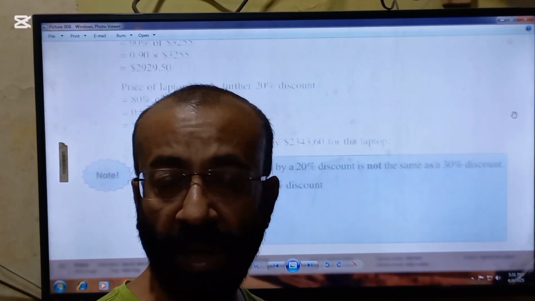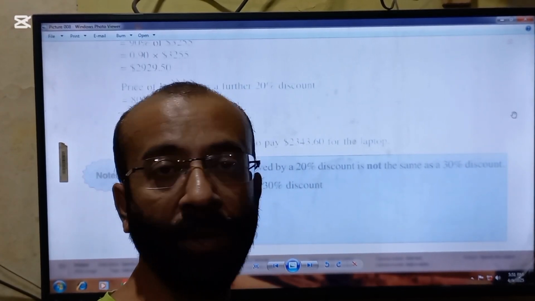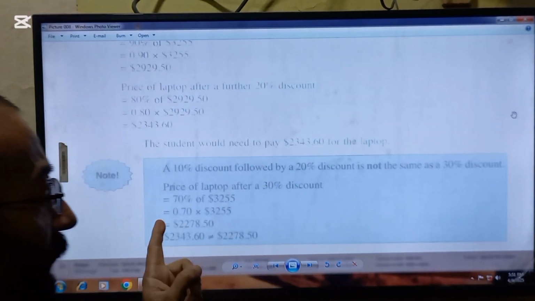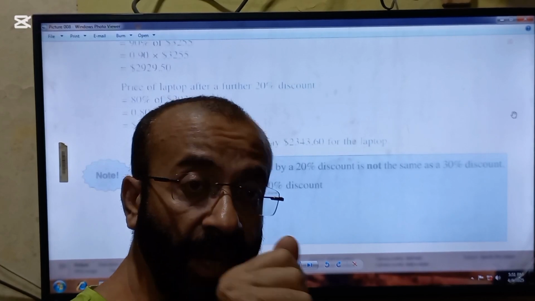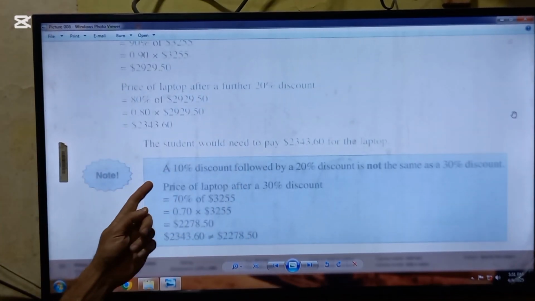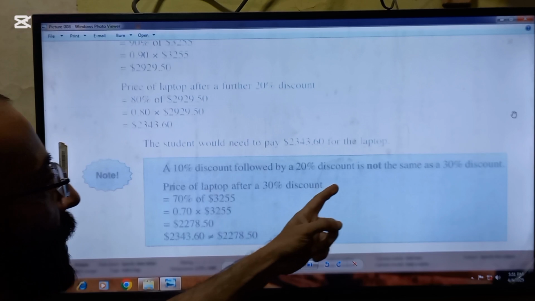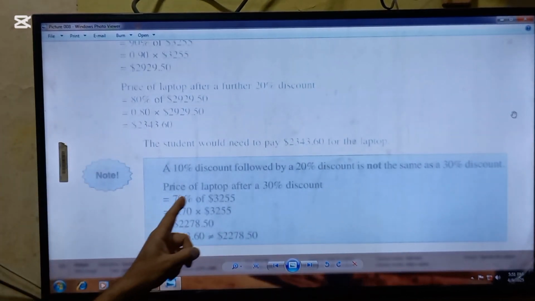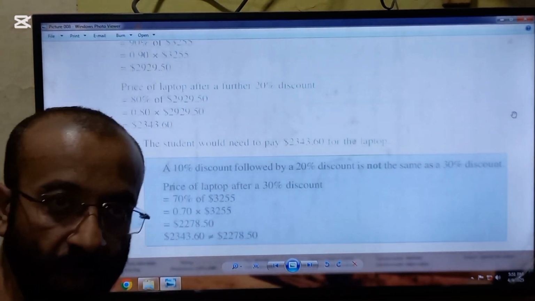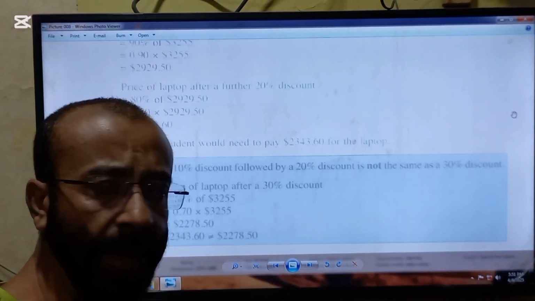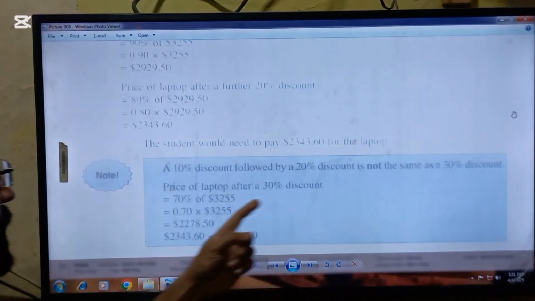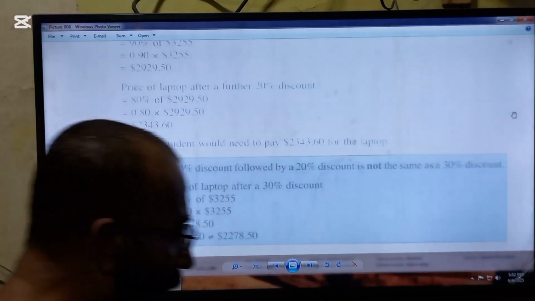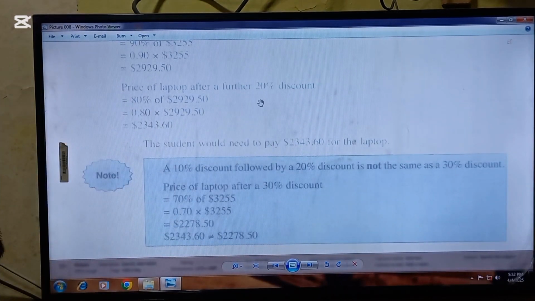But in this kind of question, a very important point that should be noted is, if a discount is given, then a further discount is given, do not ever add the two discounts at the first step. So listen now. A 10% discount followed by a 20% discount is not the same as a 30% discount. Remember this. Price of the laptop after 30% discount. Suppose we solve this now to check the answer. So if a 30% discount is given, for example, then there will be 70% of the 3255. That was the original price of the laptop.